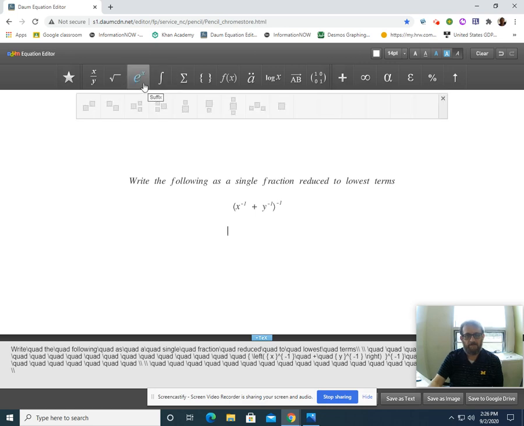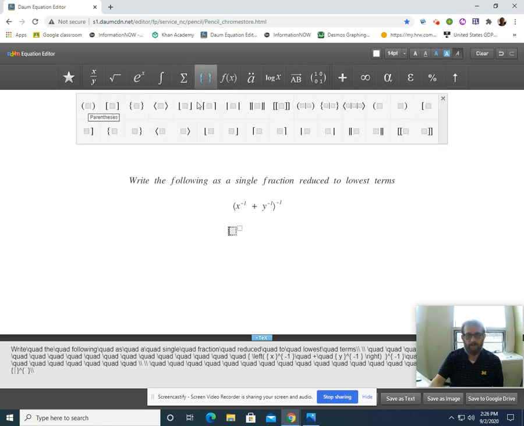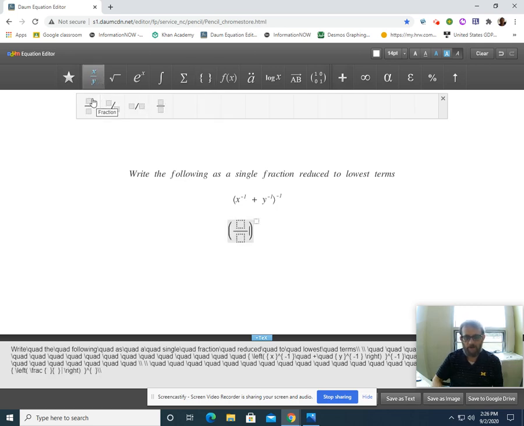So in this problem, right off the bat, what we end up with is this. Again, I'm going to try to write this the way they have it written. It takes a little bit of time inside of an equation editor. But this is just 1 over x plus 1 over y, and the whole thing still raised to the negative first power. So the first thing I've done is I've converted x to the negative first and y to the negative first to 1 over x and 1 over y.